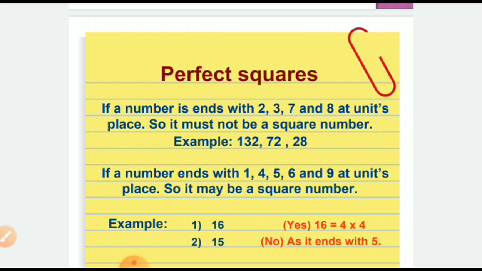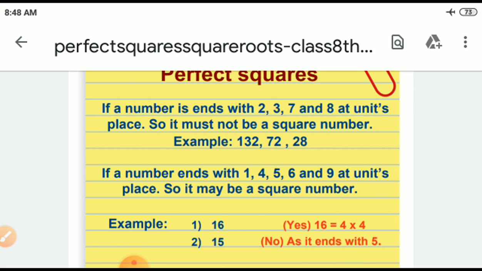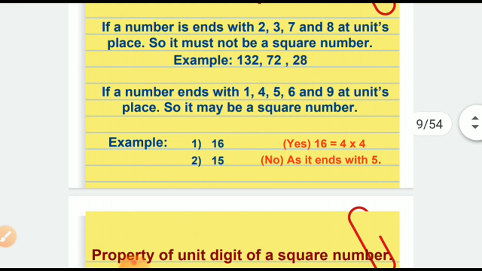If a number ends with 1, 4, 5, 6 or 9 at the unit place, it may be a perfect square number. Example 16. But 15 is not possible, even though it ends with 5; this is not true for each and every one.